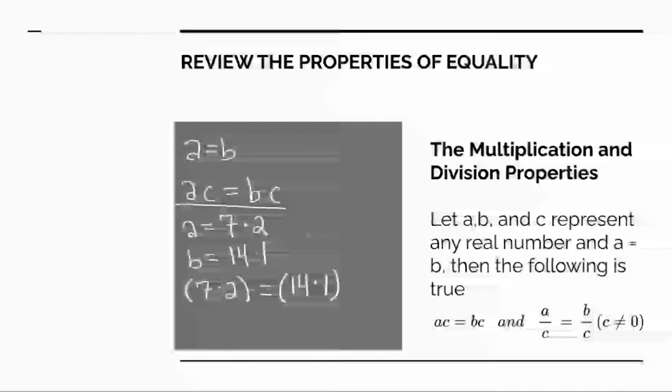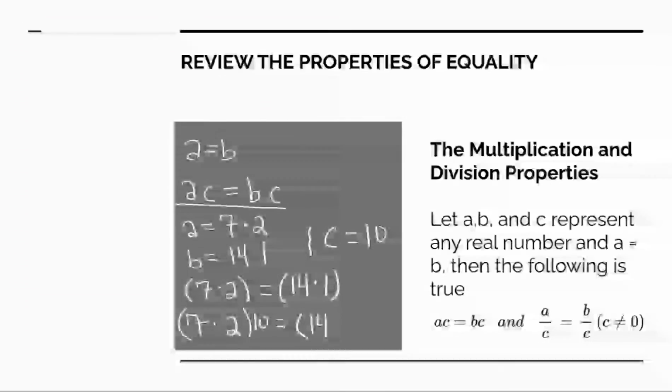If I multiply by a value C, let's let C equal 10. So 7 times 2 times 10 equals 14 times 1 times 10. And that is a true statement.